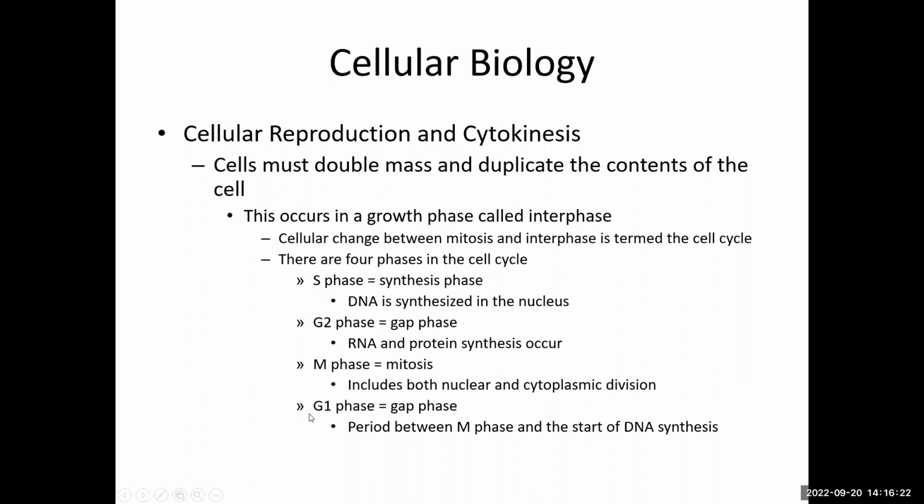The G1 phase is what we call a gap phase. This is a phase in which the cell will look at the new pieces of DNA, make sure they are good, so that we can go on to the next phase. This is basically a period between the mitotic phase and the start of DNA synthesis.